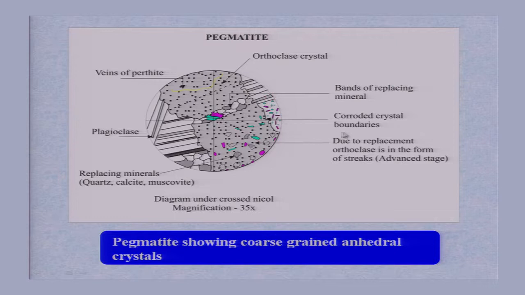it also contains corroded crystal boundaries. These are the corroded crystal boundaries. See carefully, this is a corroded crystal boundary directly in contact. This corroded crystal boundary of orthoclase is directly in contact with the plagioclase. These are the orthoclase crystals. Due to replacement of orthoclase in the form of streaks, these are secondary minerals formed by the replacement process. These minerals may be mica, muscovite, calcite, or sometimes sericite or clay minerals.